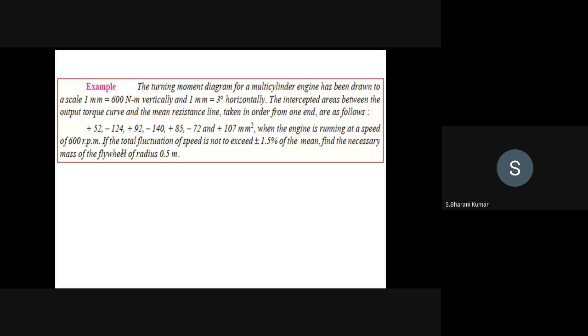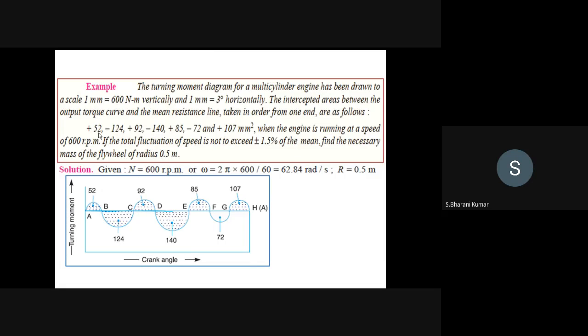But in the second problem, what happens is they directly give a plus sign as well as a minus sign. Above the mean torque line, you assume the plus sign is above and the minus sign is below the mean torque line. That is different from the last problem. Look here: plus 52 on the positive side above the line, and minus 124 below, plus 92, minus 140, plus 85, minus 72, and plus 107.